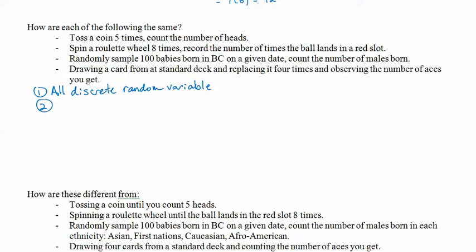Another thing you should have noticed is that these are independent events. For instance, when we're drawing the card, we are replacing it, whereas if we had not replaced it, the next draw would have been dependent on what we drew the first time. So independent events. The third item is that they all have a fixed number of repetitions. They're a chance situation.